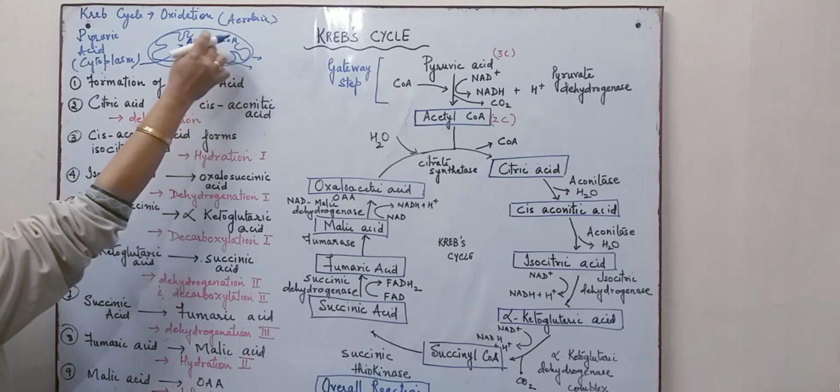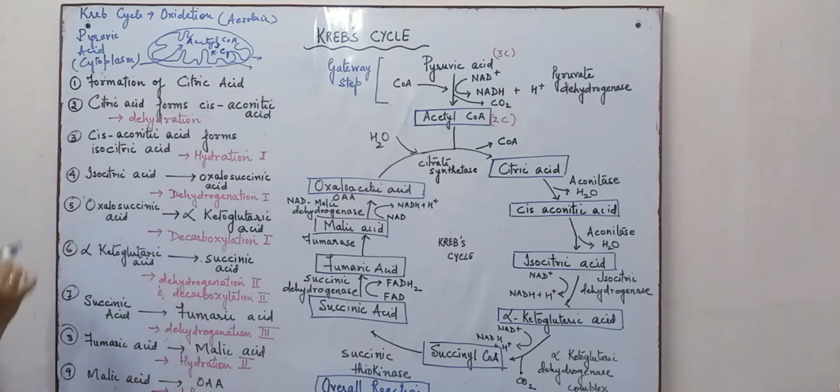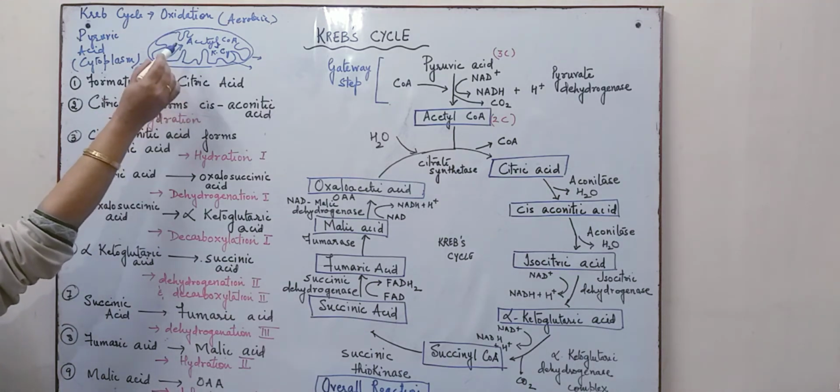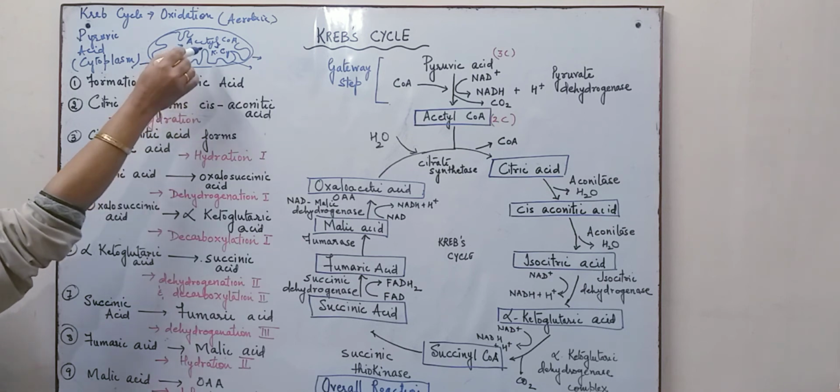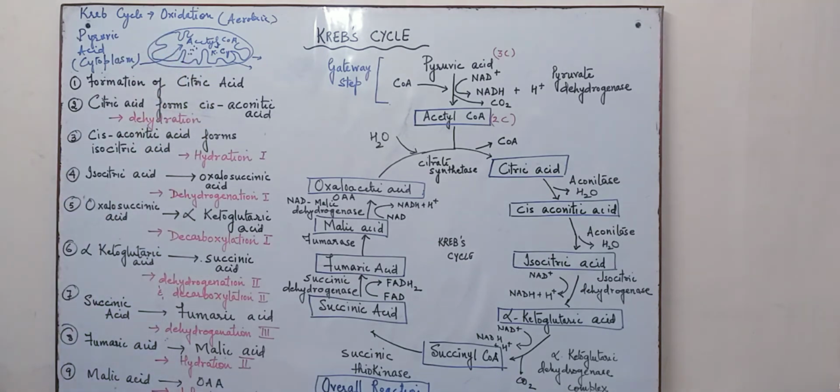That is the first step, and we'll be studying about it. This acetyl coenzyme A then enters the Krebs cycle. The Krebs cycle takes place within the mitochondrial matrix, whereas the synthesis of ATP occurs in the inner membrane of the mitochondria. Since ATP is generated in the mitochondria, mitochondria is very commonly called the powerhouse of the cell.